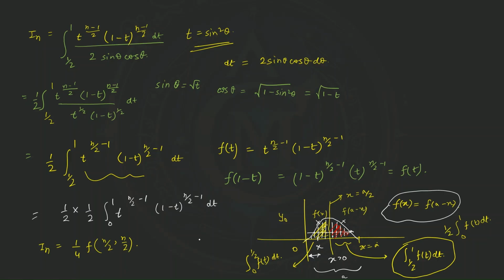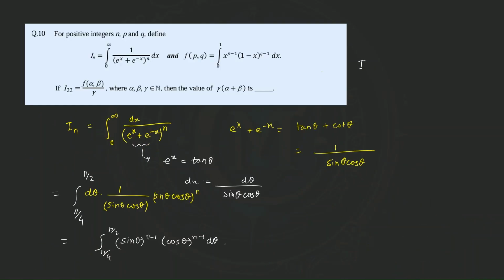So we will get that if we put here n is 22 in the question statement, I22 will be 1 by 4 f of 11 comma 11. Okay, so we can say clearly this will be our alpha, this will be our beta, and this will be our gamma. That means the value of gamma into alpha plus beta will be 4 times 11 plus 11, that means 4 times 22, which is 88. So 88 will be our correct answer for this problem.